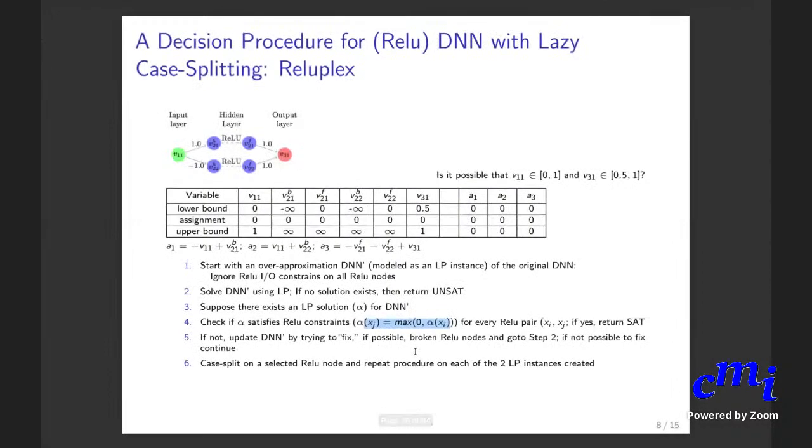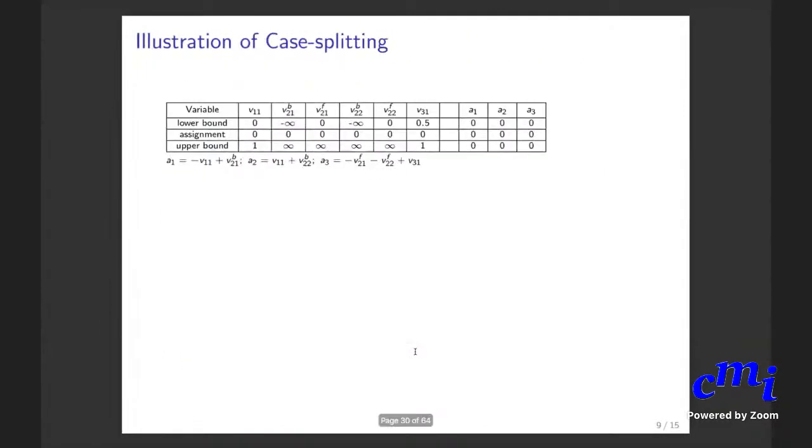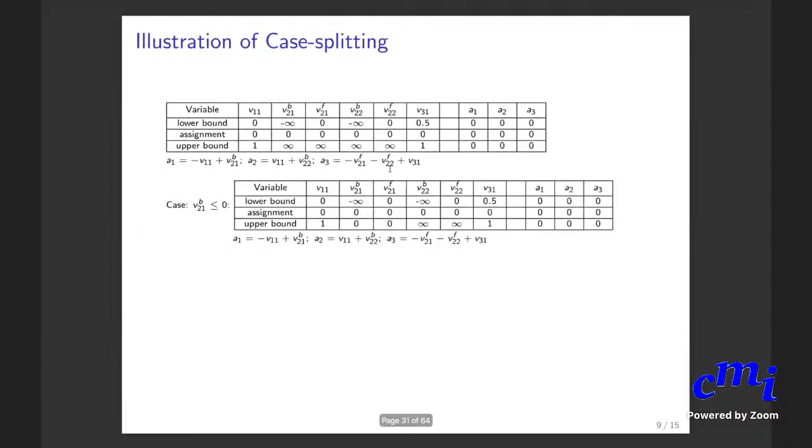Before I do that, I'll tell you what exactly case splitting means. For example, this is an LP encoding of the DNN, an over-approximated LP encoding. Here I have thrown away both the ReLU nodes because I'm not relating the forward variable to the backward variable at all.